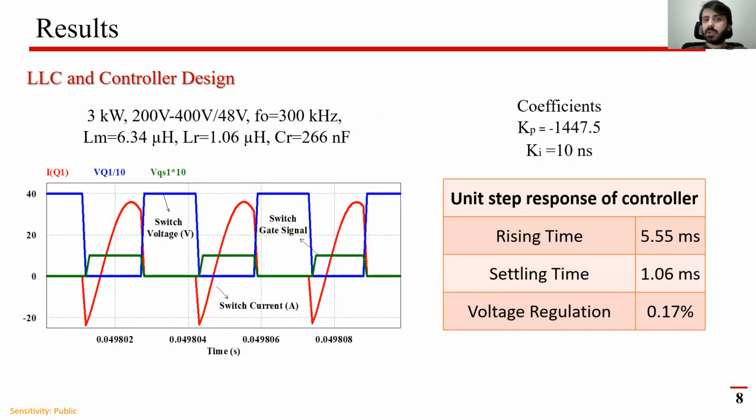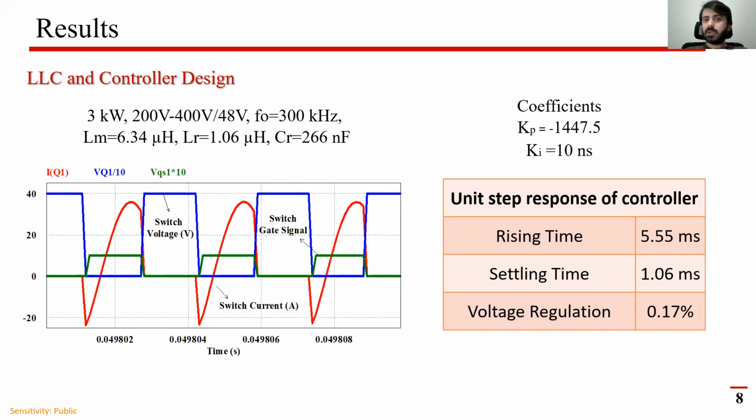The proposed LLC converter is simulated by using PSIM. Nominal output power of the converter is 3 kilowatts. In the design, the input voltage can be varied between 200 and 400 volts, while the output voltage is constant at 48 volts. According to the design specification, LM, LR and CR are calculated as shown here.